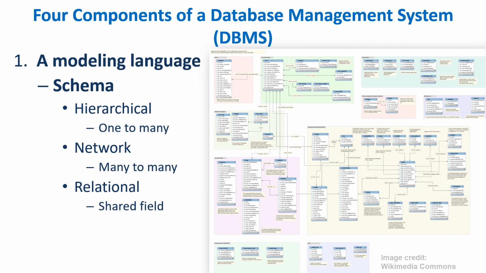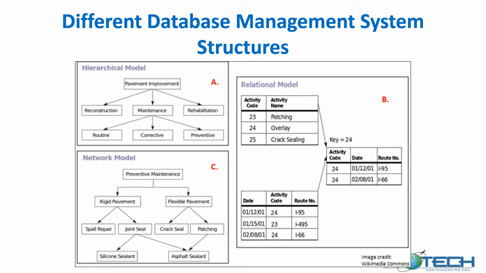So four components of a data management system, or a DBMS, start with a modeling language. Here the schema may be a hierarchy, one to many, or a network, many to many, or relational, like we showed earlier, with that shared field. This is just another graphic showing the hierarchical model, and also the network, many to many, and then our relational model with the primary key and destination key.